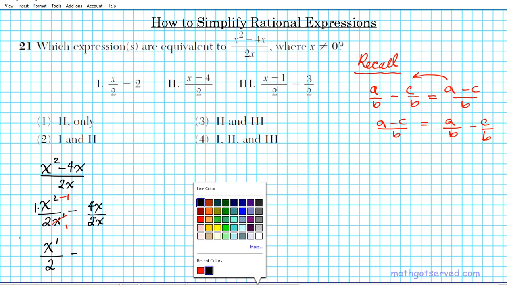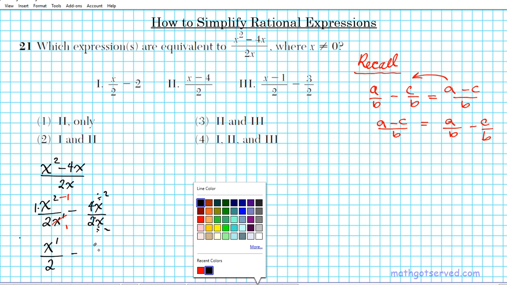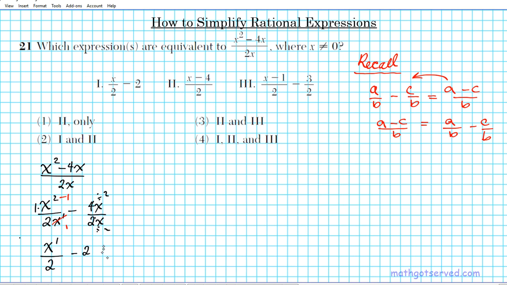We could divide the numerator and the denominator by 2. So divide this by 2, divide that by 2. 4 divided by 2 is going to give us 2, and then 2 divided by 2 is 1. And the x's divide out also. So you just have x over 2 minus 2. And that's equivalent to option 1. So option 1 is equivalent to the original expression.